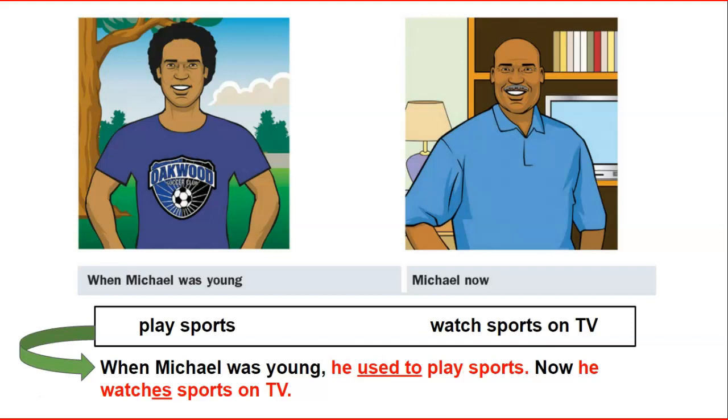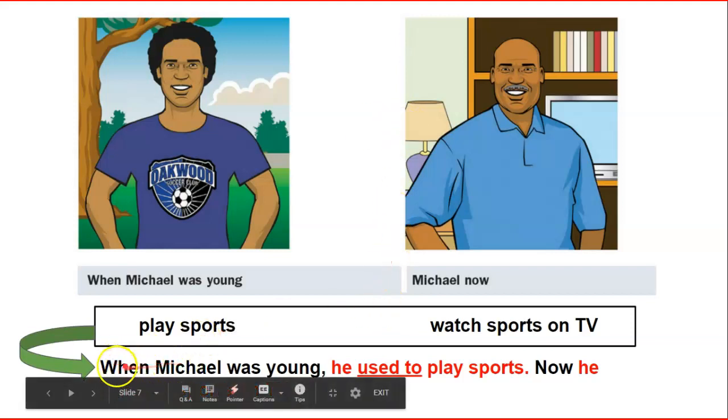When Michael was young, he used to play sport. Now he watches sports on TV. Excellent. Now I want to point out here, you got to start with when Michael was young. He used to, notice there's a D here, he used to play sports. So in the past.